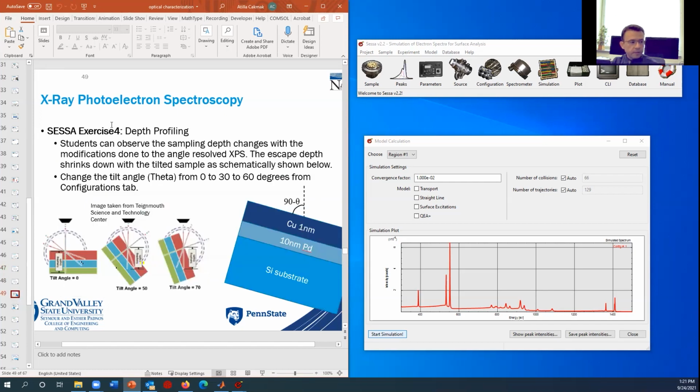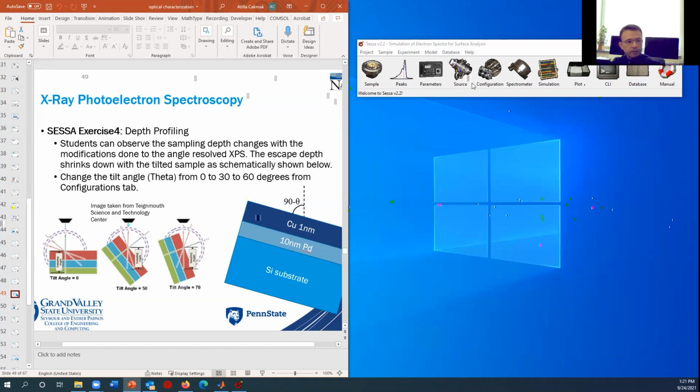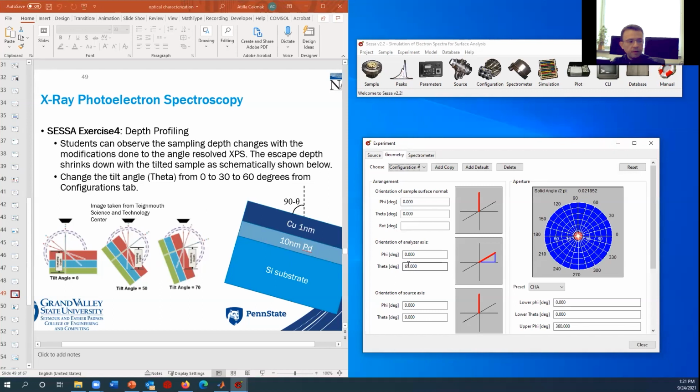One other thing is about the depth profiling. So they can understand, okay, if we tilt this sample, like we have copper and palladium, based on the angle of incidence, we have an incidence of the source, let's say initially at 90 degrees, and then we have the detector at a certain angle, and they can all be set here in the configuration. You can see here it's set by default to 60 degrees for the detector. We're sending it at 0. So you see that they're not aligned with each other, right?